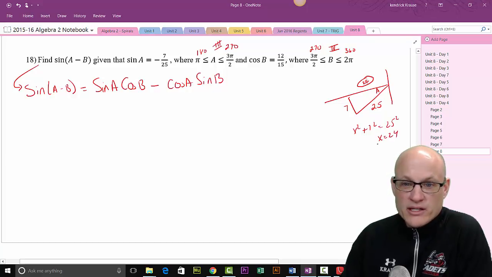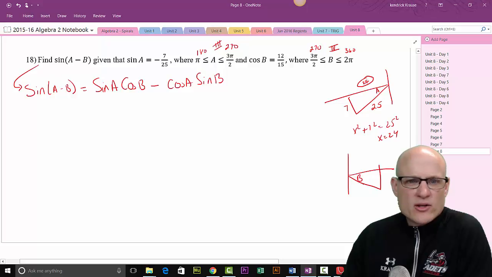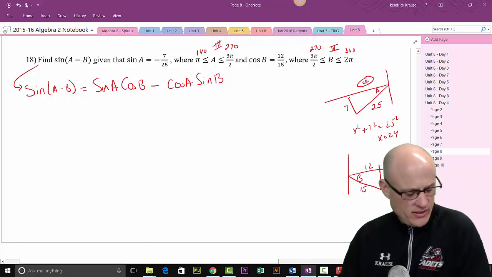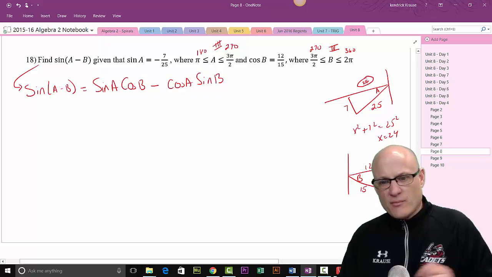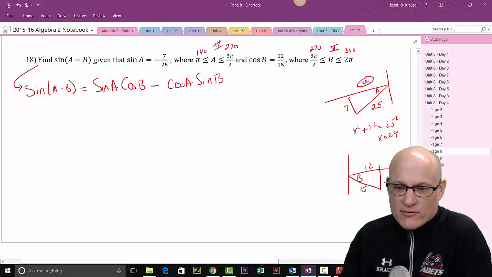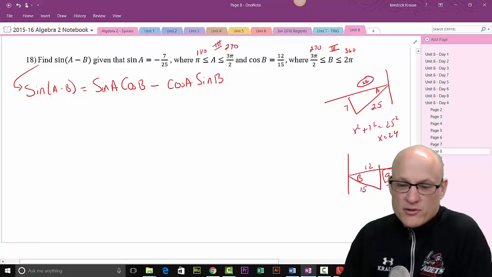All right, the other angle is in the fourth quadrant, so we're going to go down over here. This is B. The only thing I know about B is cosine is 12/15. I got to figure out what this is. This is a 3, 4, 5 right triangle, so this would be 9. But you could do the work if you want to.